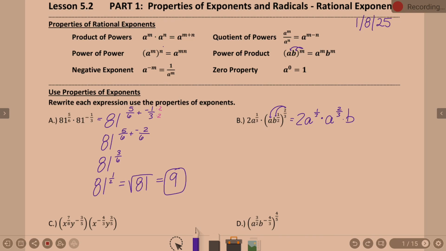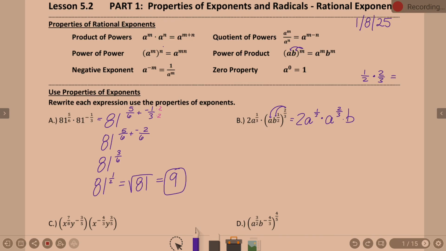What do we do with the 1/2 and the 2/3? This is where it goes back to power of power. When you're raising a power to a power, we're going to multiply. So side note here, what is 1/2 times 2/3? Four over 3? Nope. Okay, 2/6 or 1/3.